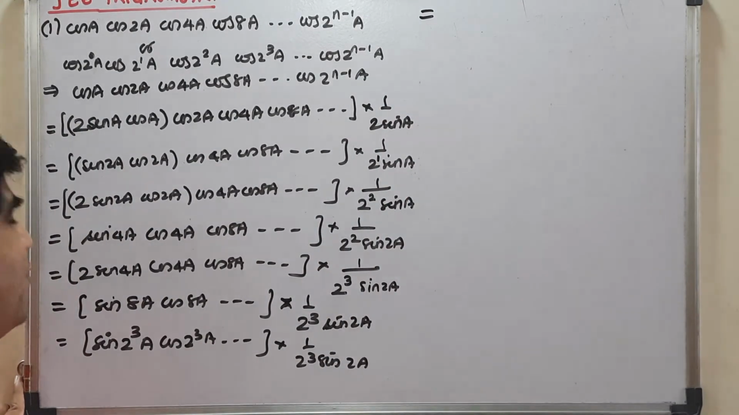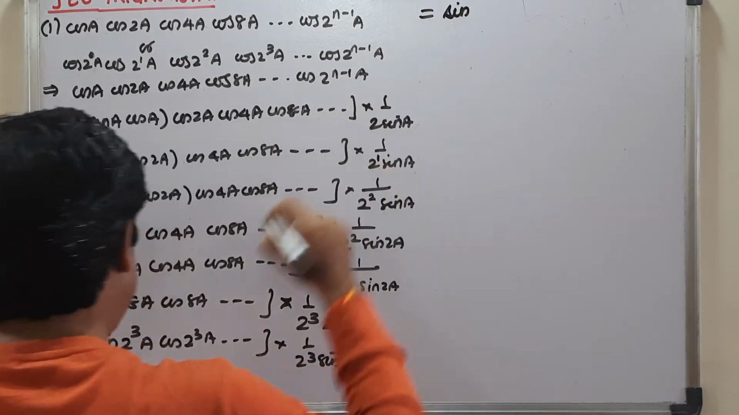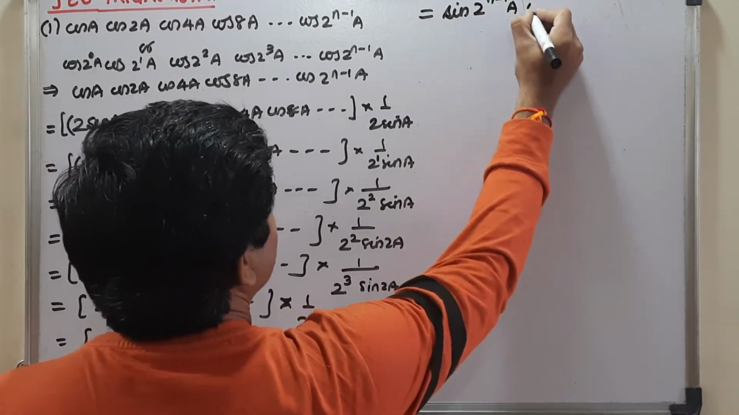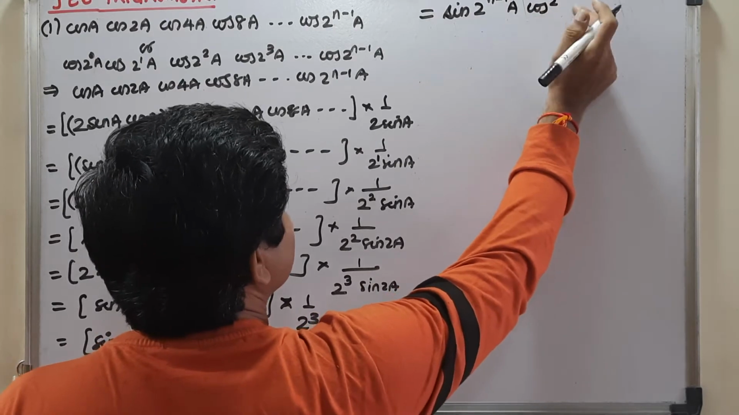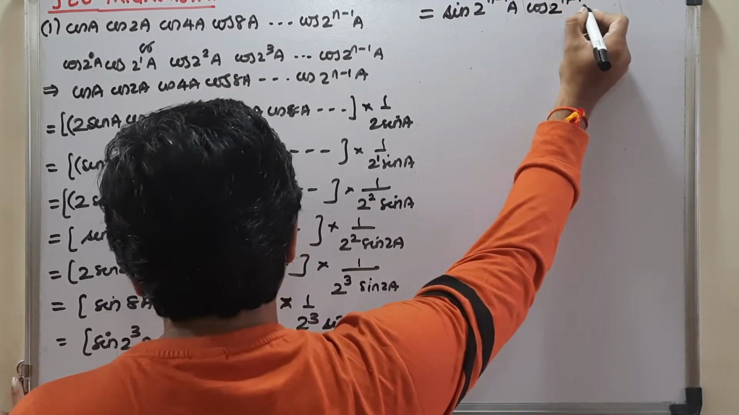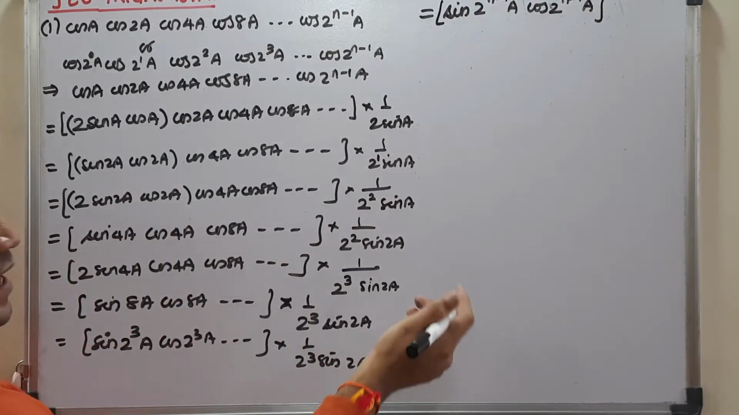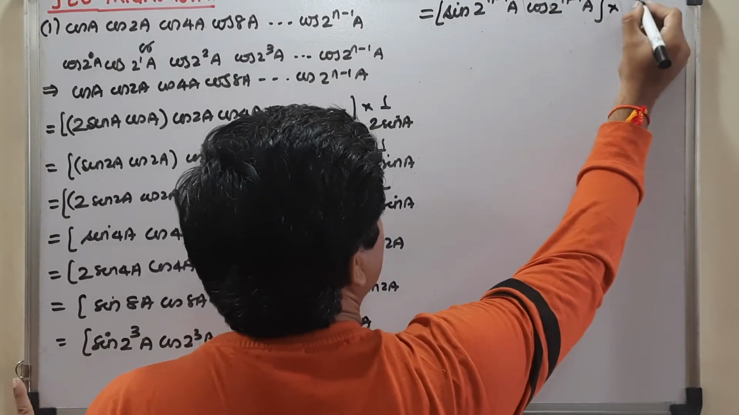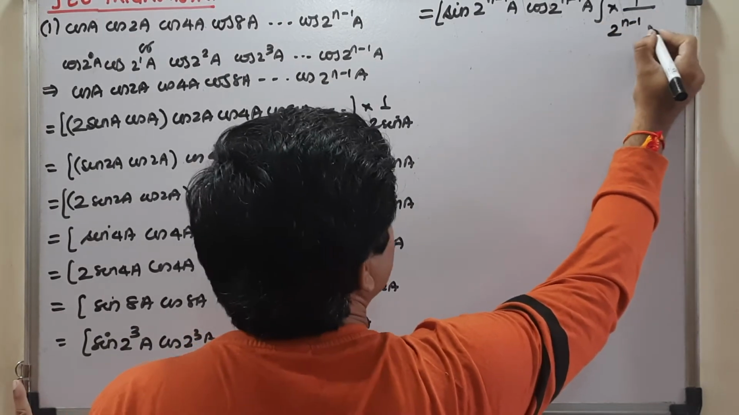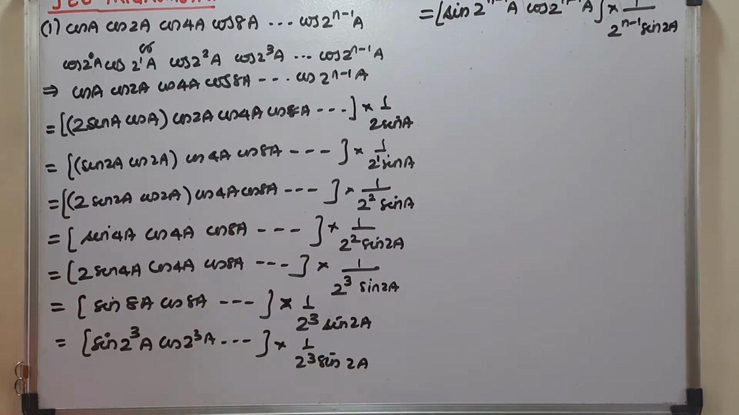So the last over here what I will get is the same. That is, I will get sin 2^(n-1) A cos 2^(n-1) A, correct? And what will be outside? Outside will be into 1 by 2^(n-1) sin 2A, right?